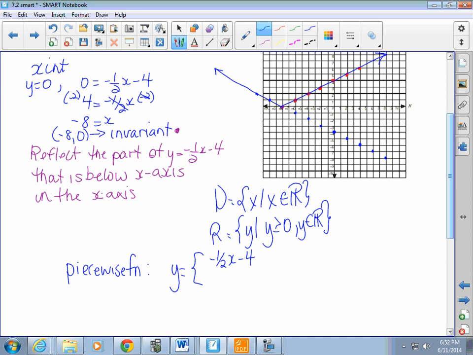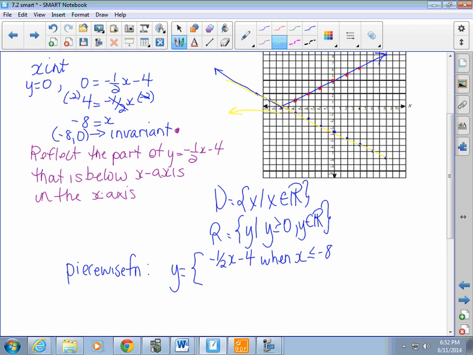sorry, let me finish writing it. So when x is less than or equal to -8, if I look on this side, and I'll just highlight here, that is the graph of -1/2 x minus 4. So that is this graph here. So when I have values less than -8, I am drawing the graph of -1/2 x minus 4.